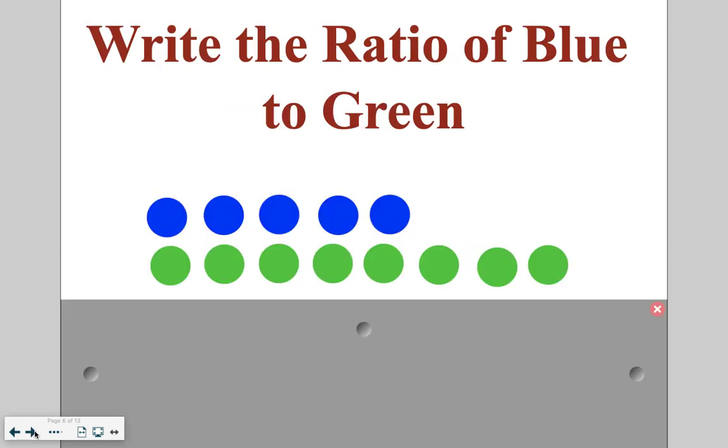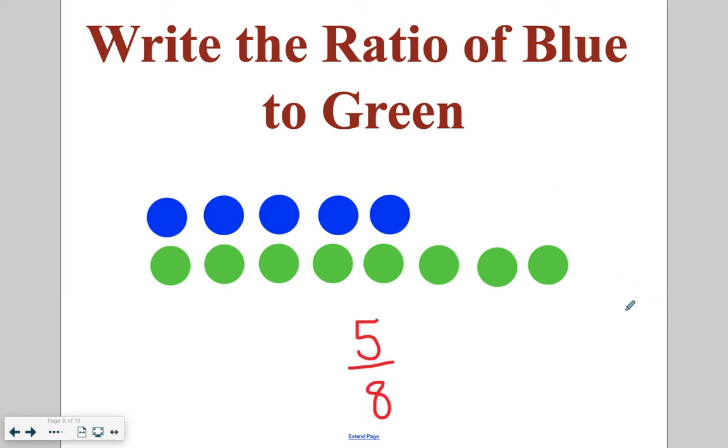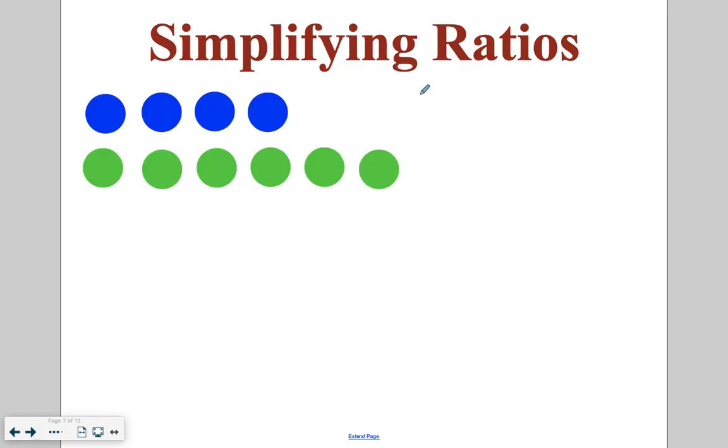So go ahead and try this one on your own to write the ratio of blue to green. Our answer here would be 5/8 because there are 5 blue circles and 8 green circles. The next thing we're going to talk about is simplifying ratios.